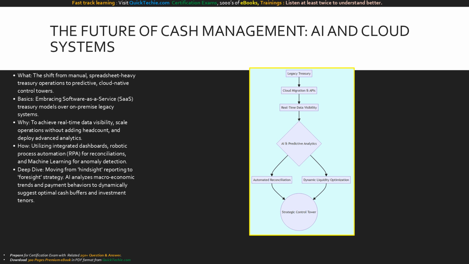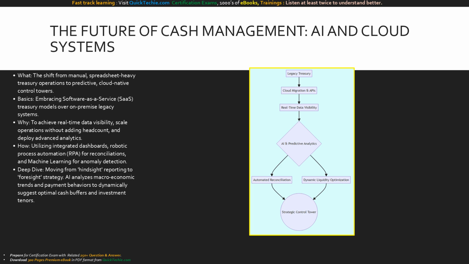The industry is undergoing a massive shift from reactive, spreadsheet-driven departments into predictive, cloud-native control towers. The basics involve shedding legacy, on-premise servers, and embracing Agile Software as a Service, or SaaS, treasury platforms. Why? Because the modern treasurer requires absolute real-time data visibility to scale operations without infinitely adding headcount. How are the best teams doing this?